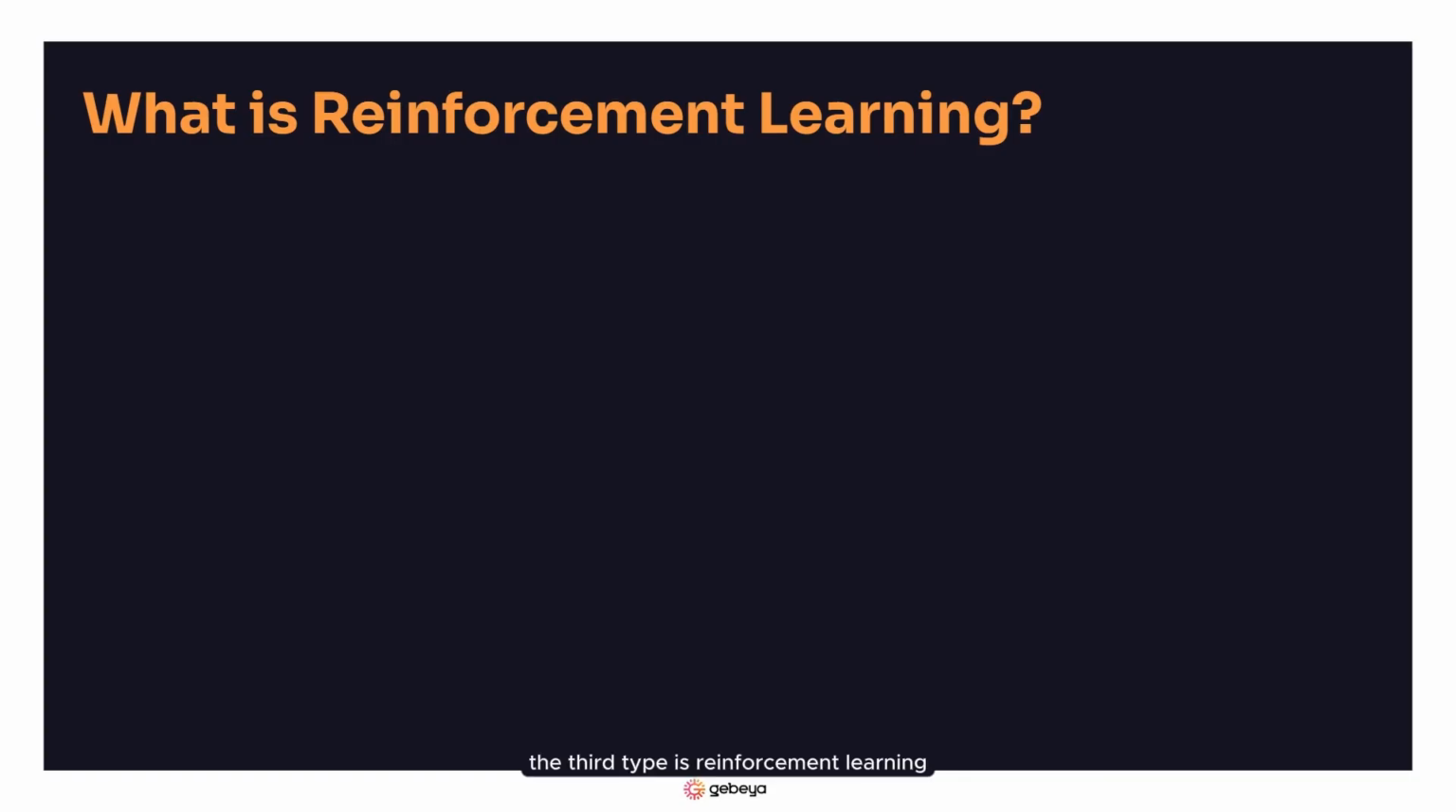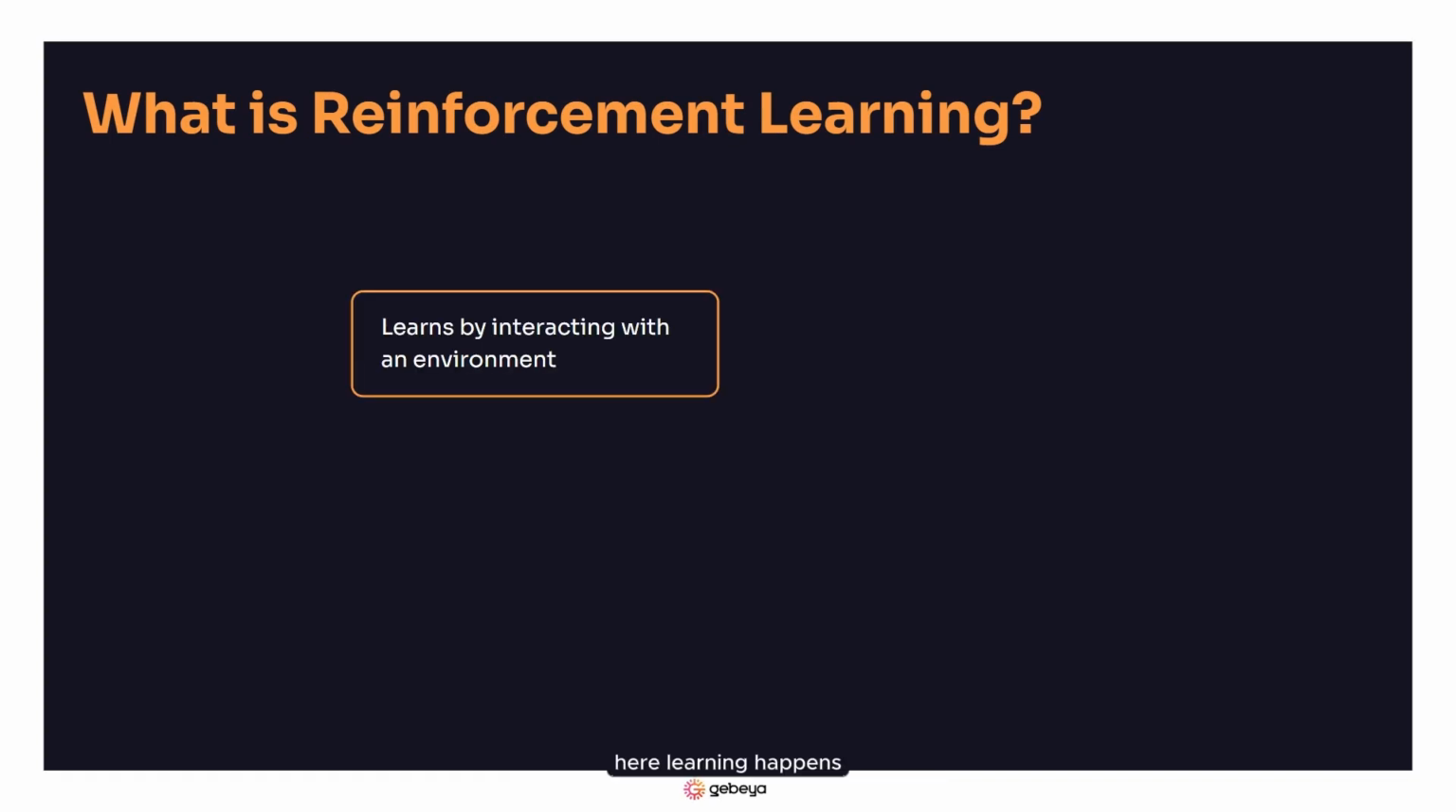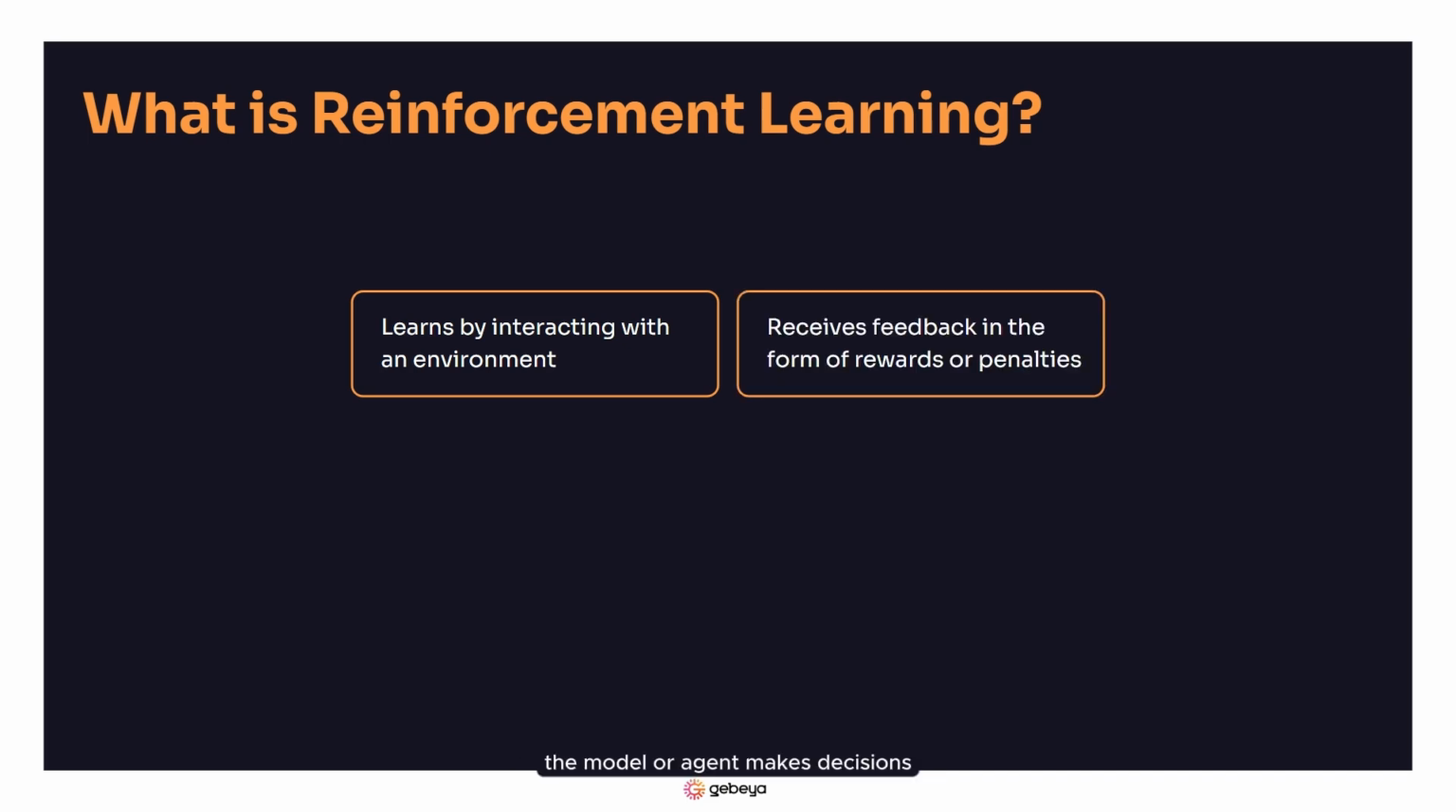The third type is reinforcement learning, which is a bit different from the first two. Here, learning happens through interaction with an environment. The model, or agent, makes decisions, receives feedback in the form of rewards or penalties, and adjusts its strategy over time.